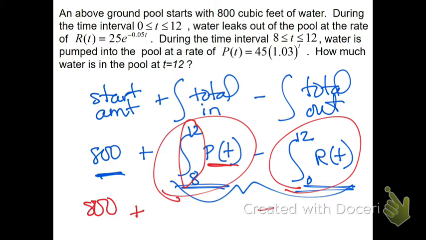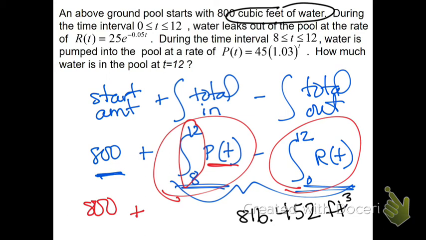Okay, after you put all that into your calculator, remember to always round to the nearest thousandth on the AP exam, because if you don't round correctly, you don't get credit. So I get 816.452, and I'm going to write what this represents. If this was cubic feet of water, then this is going to be cubic feet. That's how much water is in the pool at t of 12.